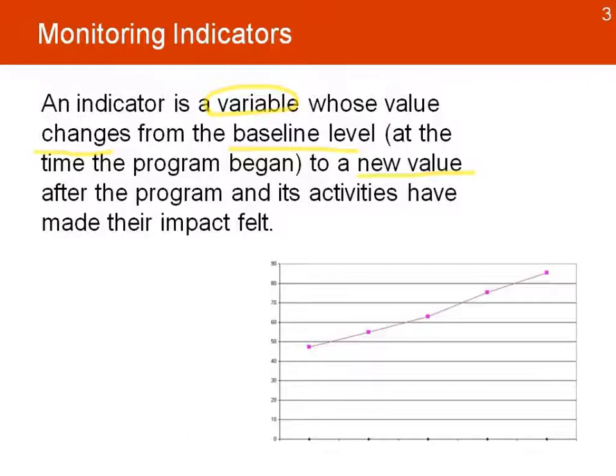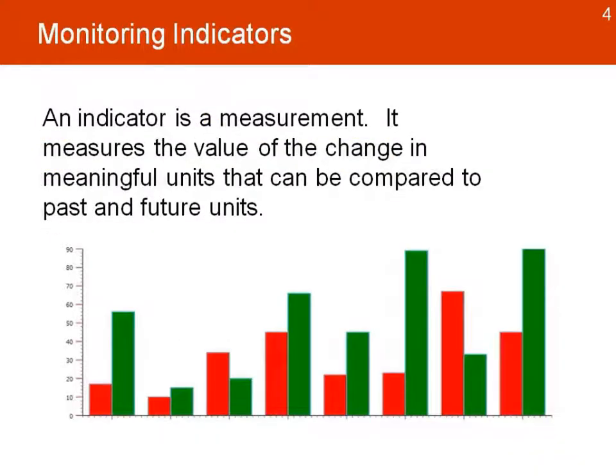The idea is that our indicators, once we have a baseline, are going to be measured over time until we complete the project. During that time, they allow us to see the changes that are happening, caused by the project. An indicator is a measurement. It measures the value of the change in meaningful units that can be compared to past and future units.